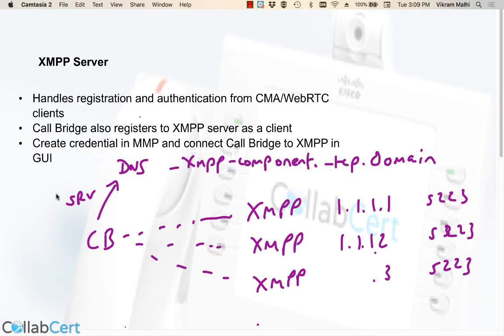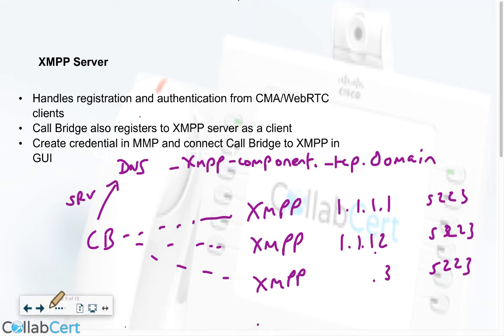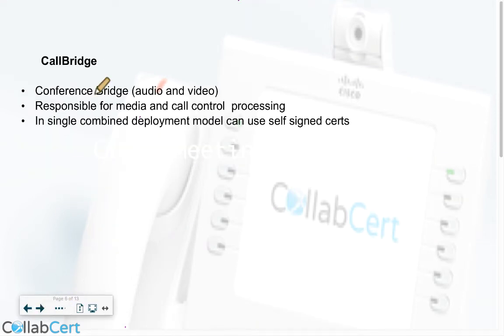So I've created the XMPP server in the command line, and I've gone and set up the call bridge. Call bridge, that's the main thing inside CMS. That's handling all the spaces, all the participants in a space. It's sorting out the audio and the video, all the call control and media processing. It's all taken care of by the call bridge. And obviously in a single combined, we use a self-signed cert. So self.key and self.crt is absolutely sufficient for both call bridge and XMPP.